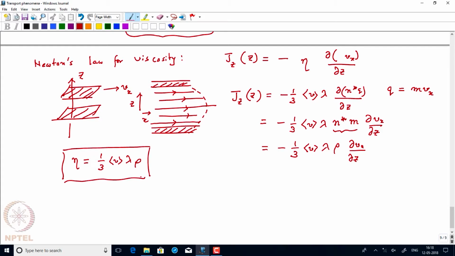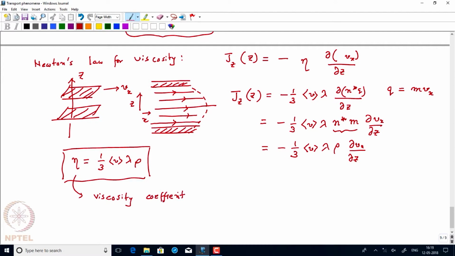So thus we get another expression for another quantity, which is the coefficient for viscosity, or a viscosity coefficient. So this is a viscosity coefficient.